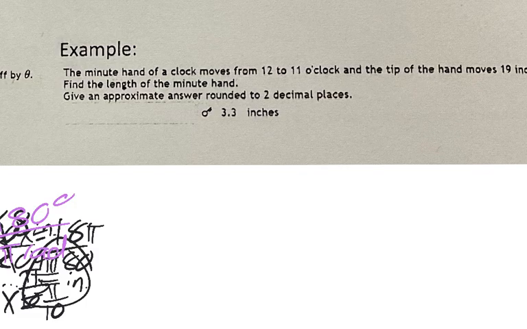Here's a second one. The minute hand of a clock moves from 12 to 11 o'clock, and the tip of the hand moved 19 inches. Find the length of the minute hand. Give an approximate answer rounded to 2 decimal places. Moved 11 hours, 19, so.